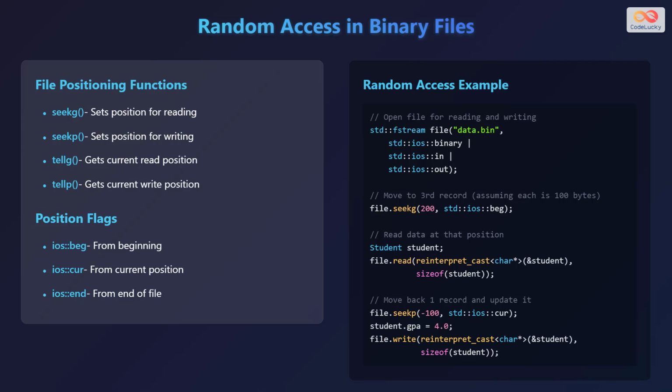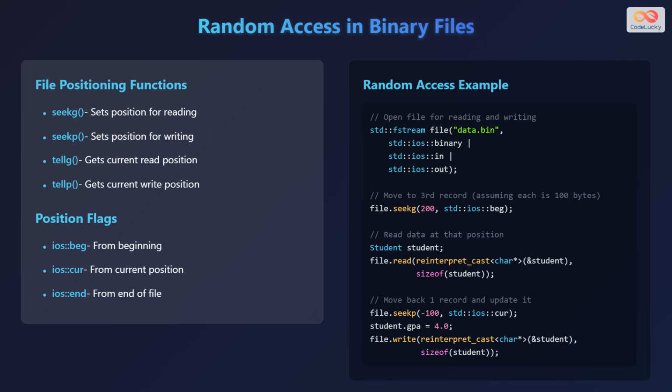There are 3 position flags that determine the reference point for the seek operation. The ios::beg flag indicates the beginning of the file. The ios::cur flag indicates the current position in the file. The ios::end flag indicates the end of the file.